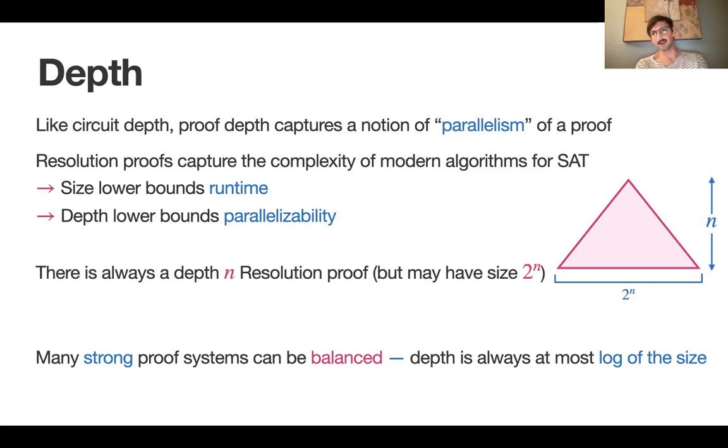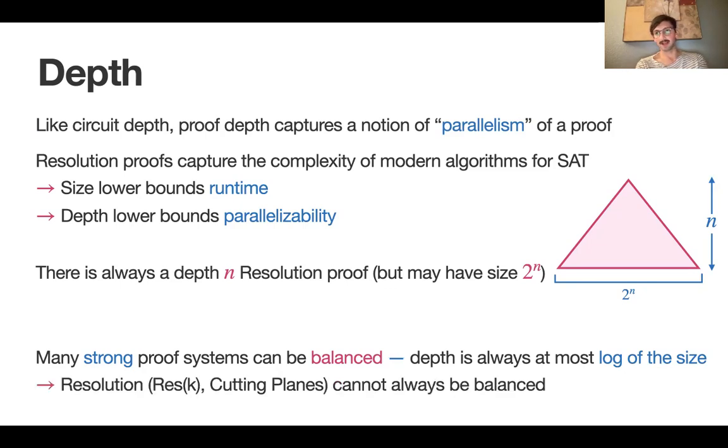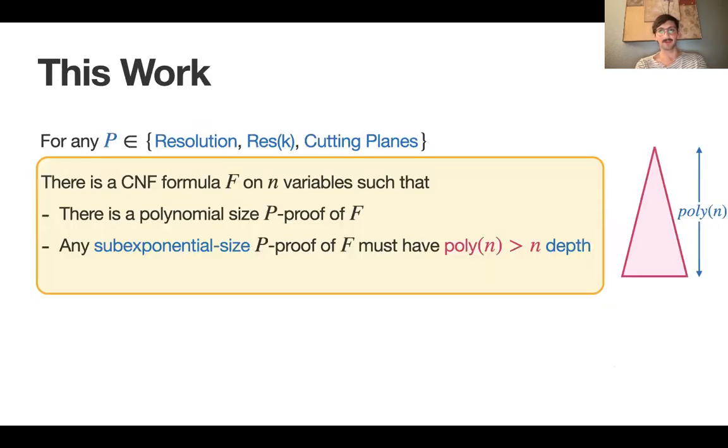However, this can be done for like Frege or AC0 Frege, strong proof systems like that. However, for weak proof systems, they generally can't be balanced. In particular, for resolution, KDNF resolution, and cutting planes, these all can't be balanced. Okay, and we show an extreme case of this in this work.